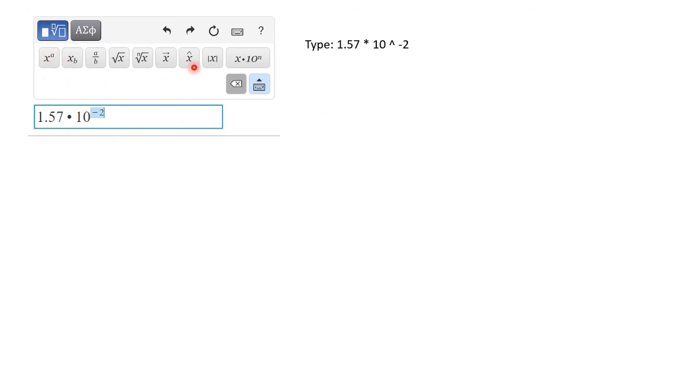Alternately, if you don't want to mess around with mashing buttons, you can just type it this way. Type 1.57, your asterisk over your 8 key, times 10, caret, that's over the 6, and then minus 2. And Mastering Chemistry will automatically format that for you, just the way you want it to. So that's how you can put scientific notation into Mastering Chemistry. Mastering Chemistry is not a fan of using the letter E to represent scientific notation, so you will probably need to do it this way to get it to recognize your answer.